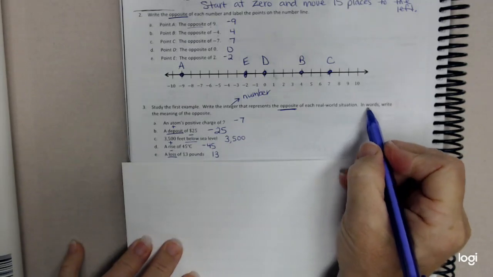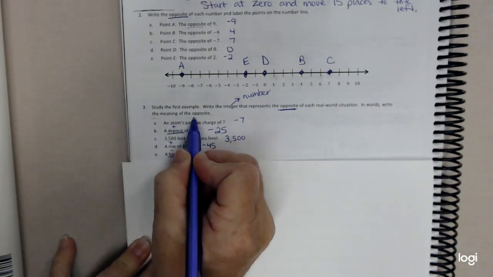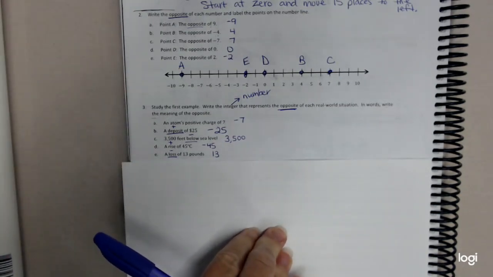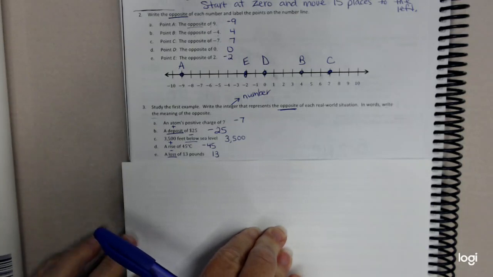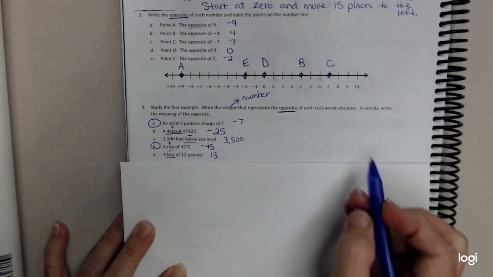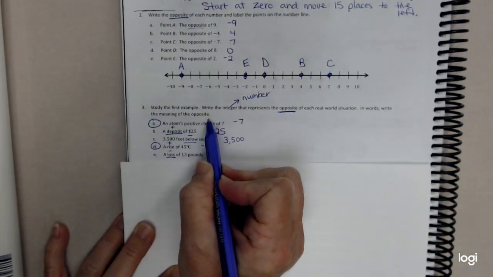Now, if you're listening, we still aren't finished with problem number 3 because it does say in words, write the meaning of the opposite. Well, we found at the top that it was kind of small area to write, so let's circle 2 problems. Let's do problem A and let's do problem D. Okay, so we're only going to do those 2 and we're going to write the meaning of the opposite.